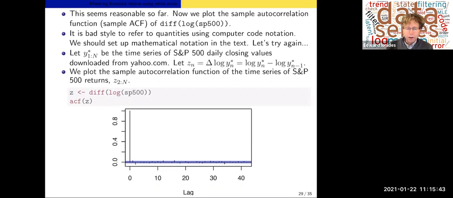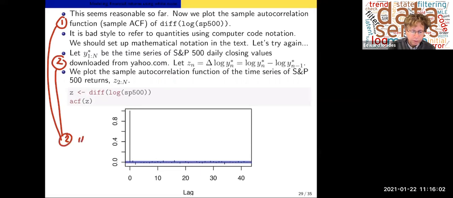So here, if this is 1 and this is 2, 2 is better than 1.